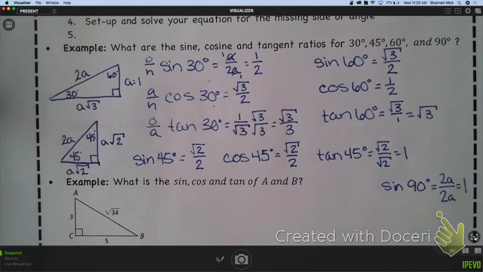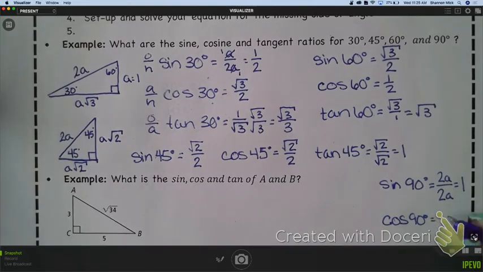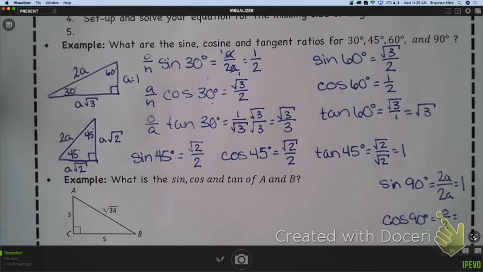No. Cosine of 90. Is there an adjacent to 90? There's not an adjacent. So we're going to put 0. And what's the hypotenuse? 2a. Or 2. And so 0 over 2 is just 0.